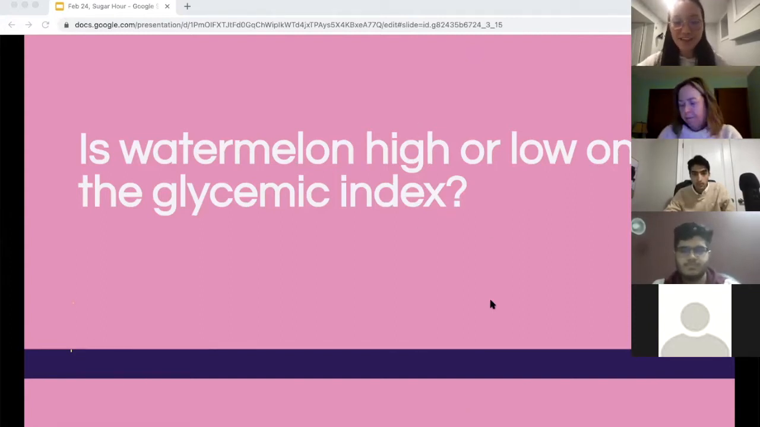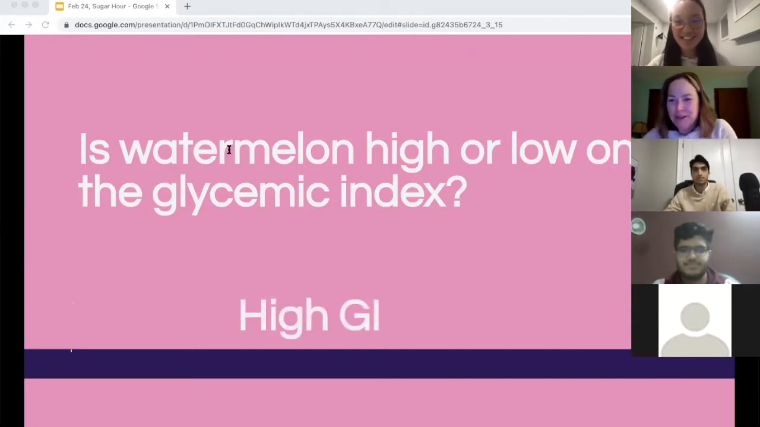I think Bo already gave away the answer here in the chat. So watermelon is high. Was I too fast? I think no, it's good. So it is high, and I think Nurmi sort of mentioned earlier that there's a difference between the glycemic index and glycemic load. Nurmi, did you want to talk a little bit about that?